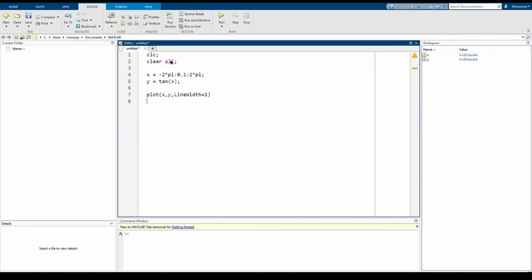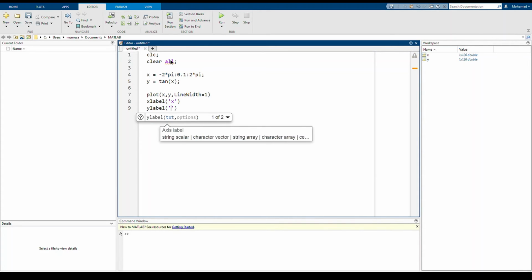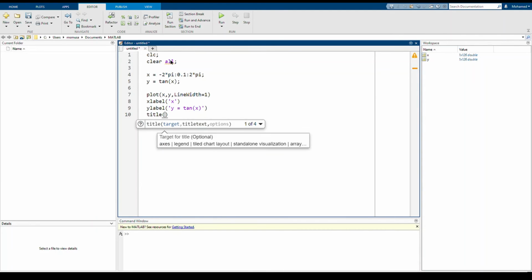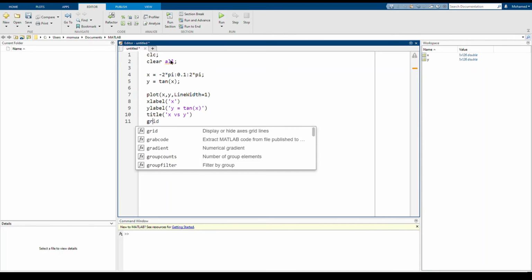Let us put an x label of the graph. A y label. And a title. For the cleanliness of the graph, it is also good to turn on the grid for the graph. So, we write grid on.